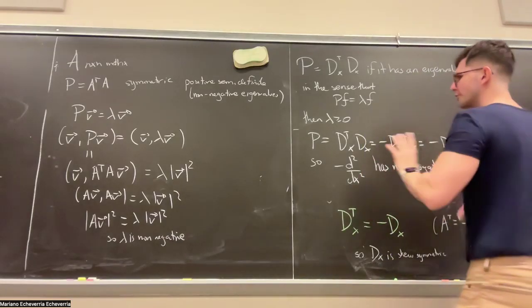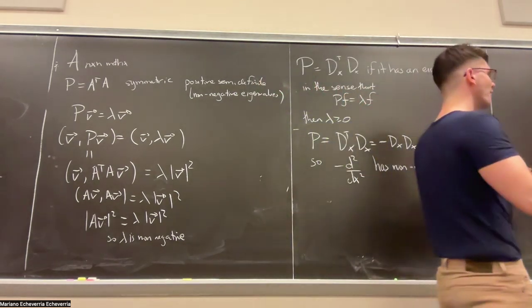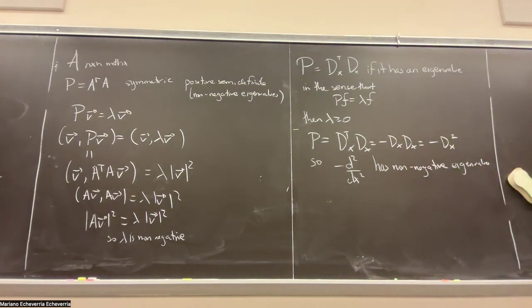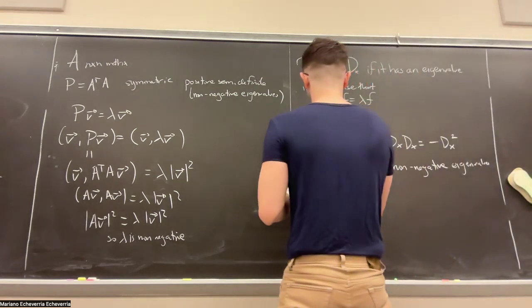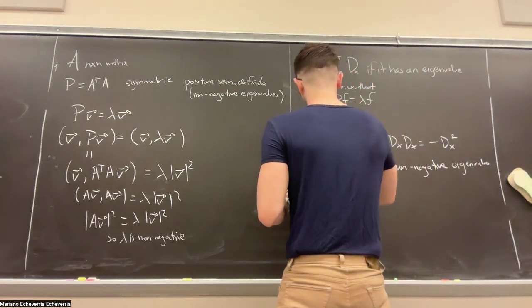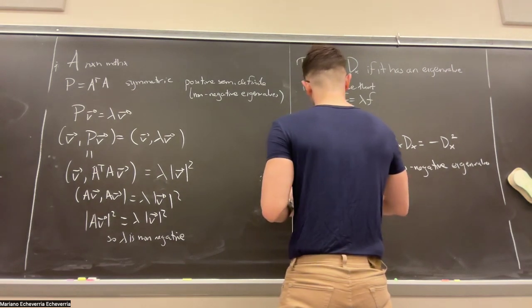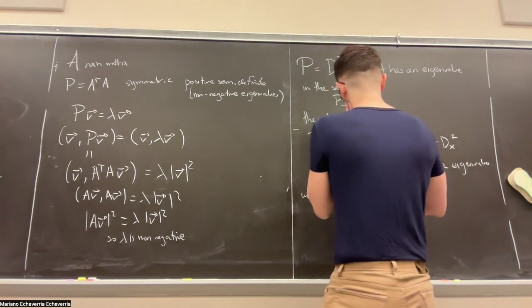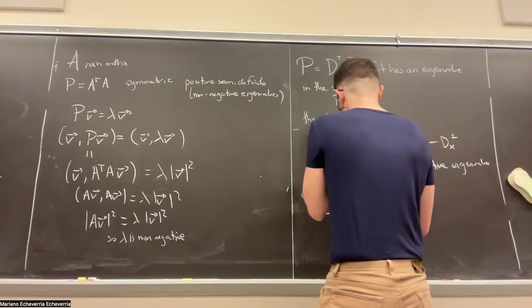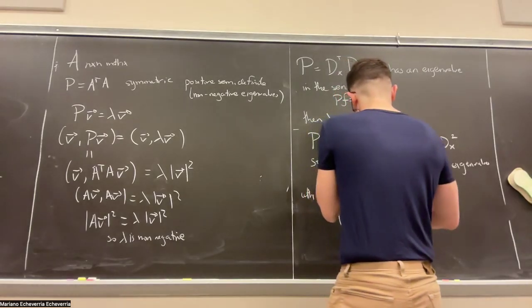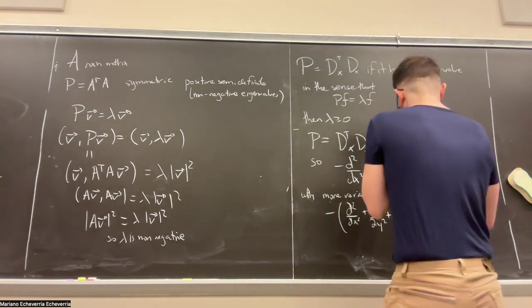And for example, if you were doing this with more variables, like X, Y, Z variables, the analog of this in R3 is minus the second derivative with respect to X plus the second derivative with respect to Y plus the second derivative with respect to Z.